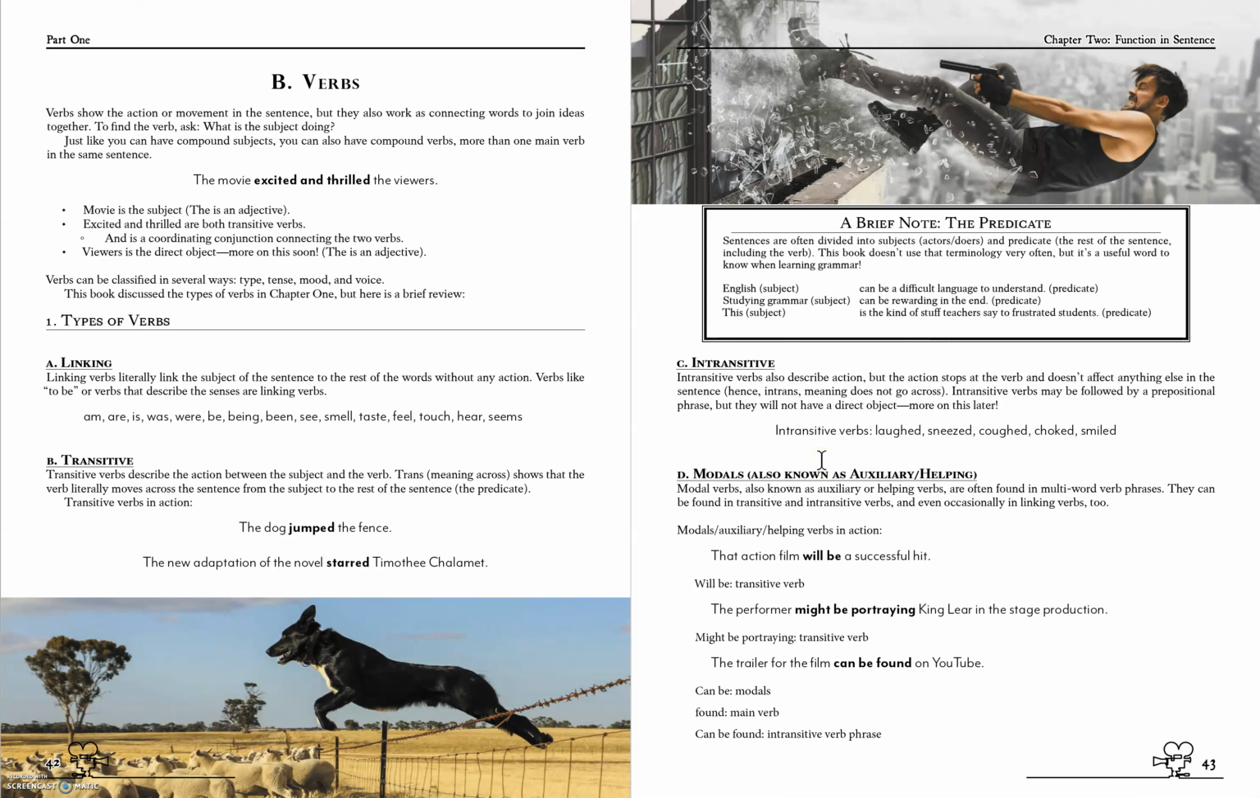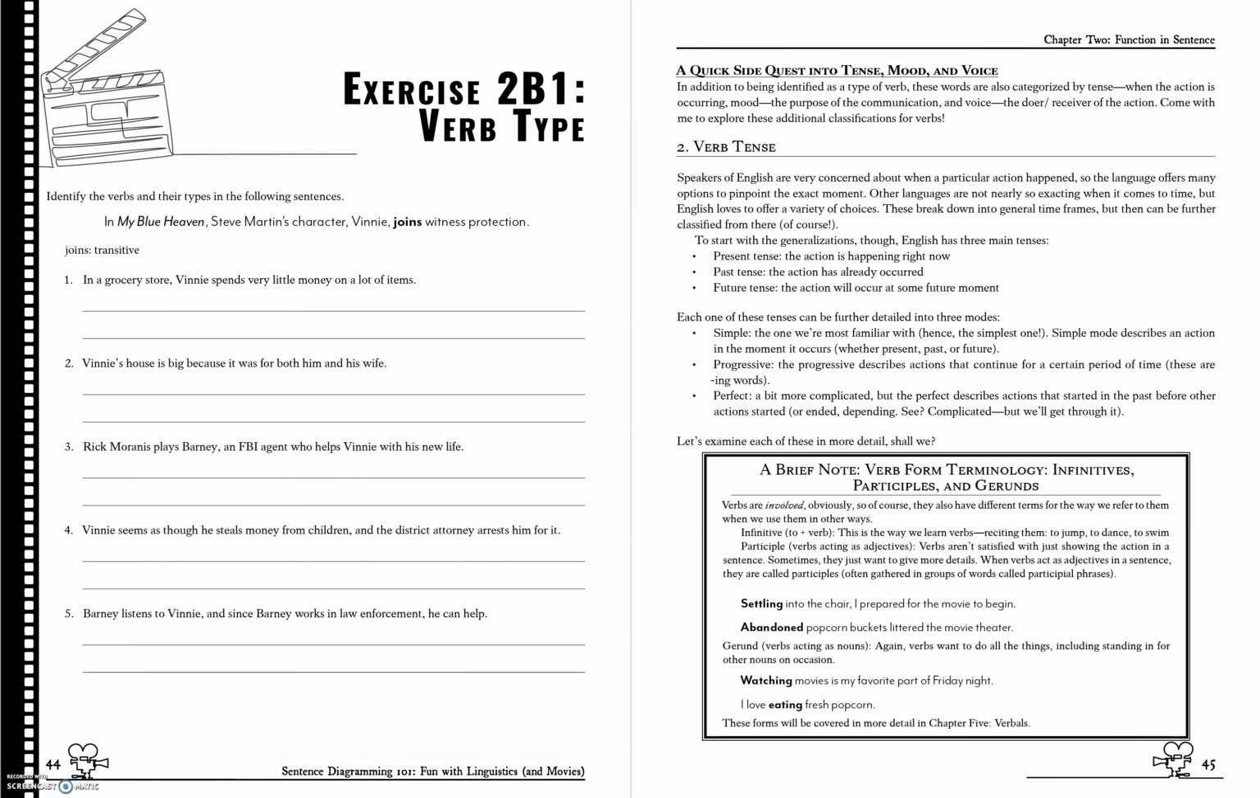But for the rest of the types of verbs, there's the modals. These are also called auxiliary verbs or helping verbs, depending on what book you're looking in. But these are the ones you're familiar with: will be, might be, can be, right? Those are all going to be modals. Now, because that's more of a review, I'm going to have you just pause this video and work on exercise 2B1, and then we're going to come back and I'm going to talk about verb tense.